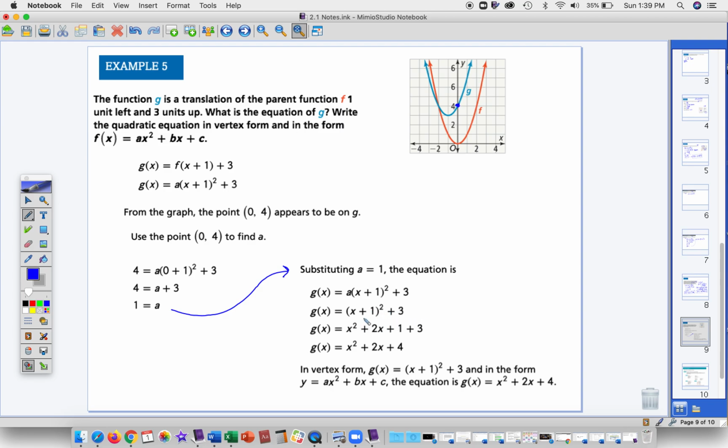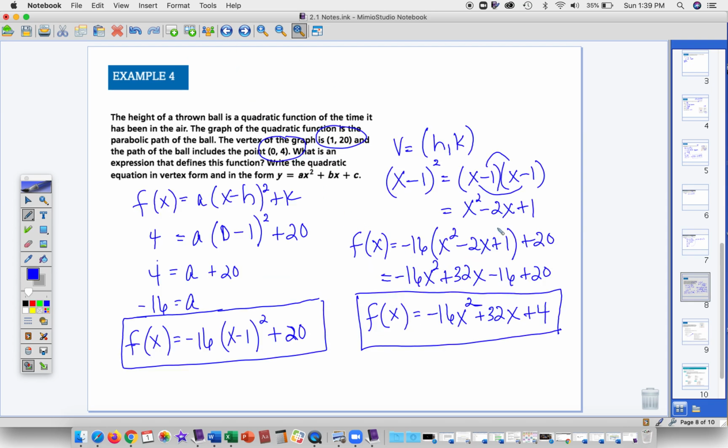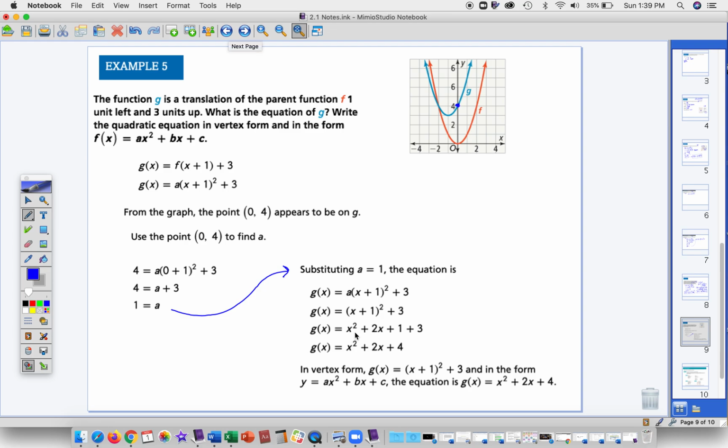And again, squaring x plus 1, very similar to the last one. Notice the only difference here is the sign, because this was an x minus 1 squared. So this was x squared minus 2x plus 1. When it's a positive 1, it becomes x squared plus 2x plus 1. And then adding the 3 from the k value, we get a +4. So here's the ax squared plus bx plus c form. And this one's our vertex form.